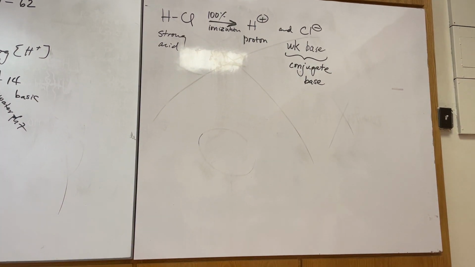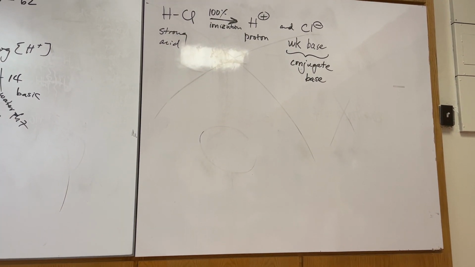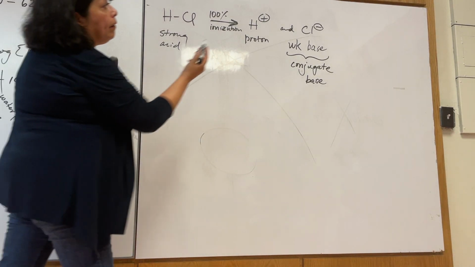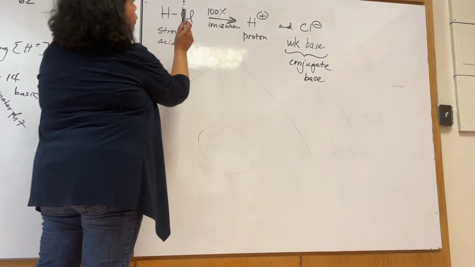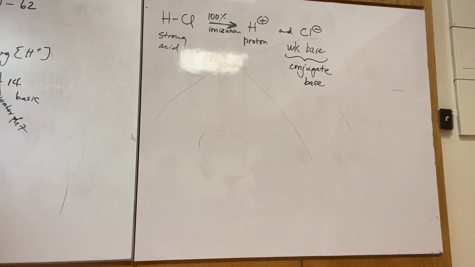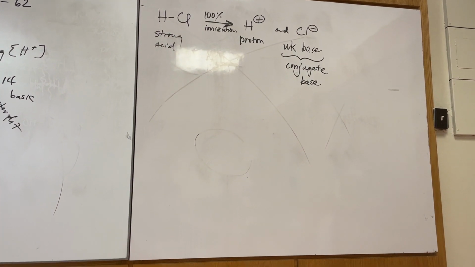So I said all leaving groups are weak bases. So therefore, now you know how to recognize. If you see something attached to a carbon that looks like the weak base from a strong acid, then it's a great leaving group because it's a weak base.